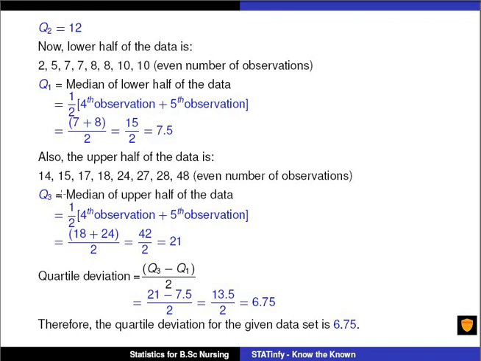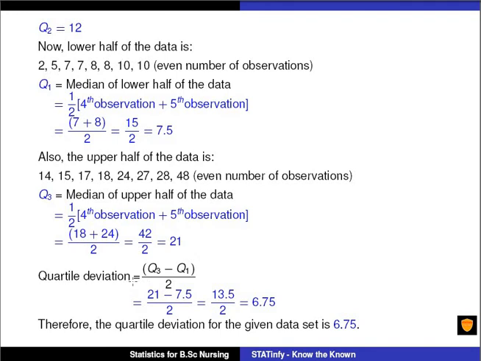Okay, and after getting the upper half of the data, we have to take the median of the upper half of the data. Here you can see that 18 and 24 are in the middle of the data, that's why you have to take the average of these two observations to get the value of Q3. So this is equal to 21. So here the value of Q1 is 7.5 and the value of Q3 is 21.